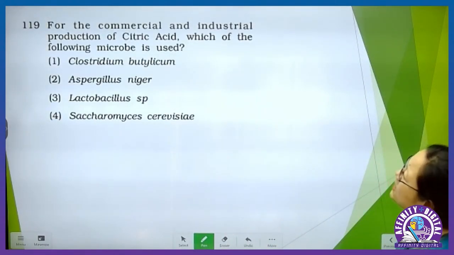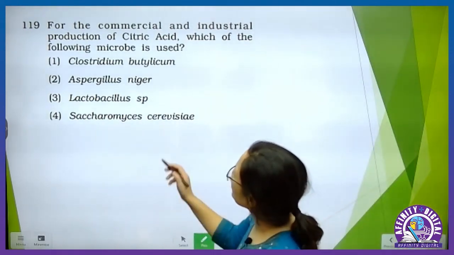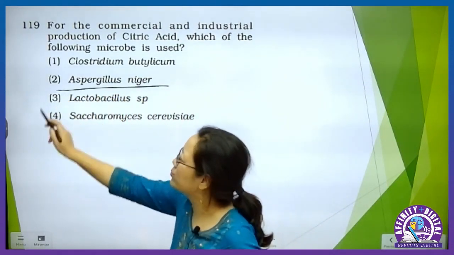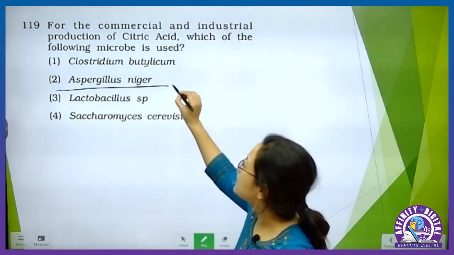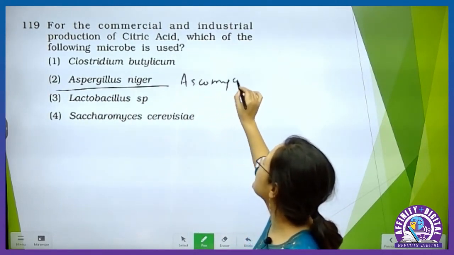For the commercial and industrial production of citric acid, which of the following microbes is used? Citric acid means it should be Aspergillus niger. Aspergillus niger belongs to the class Ascomycetes fungus.